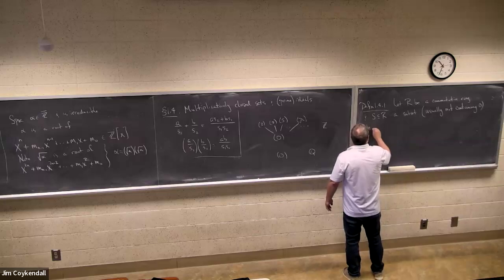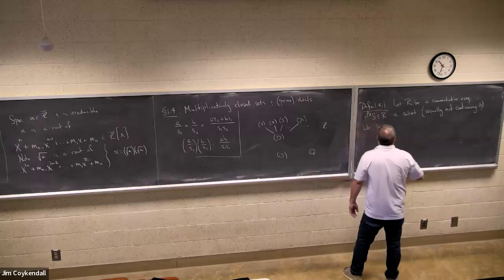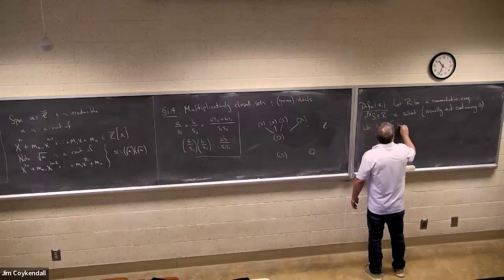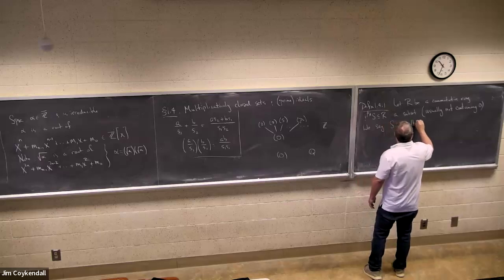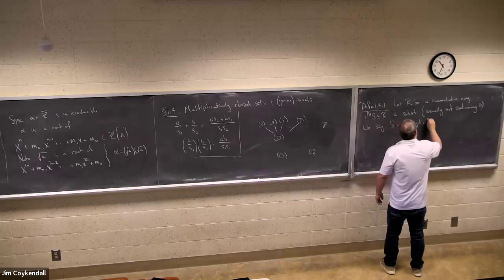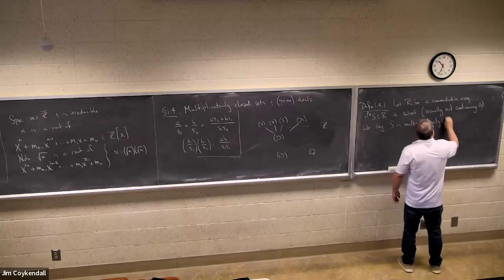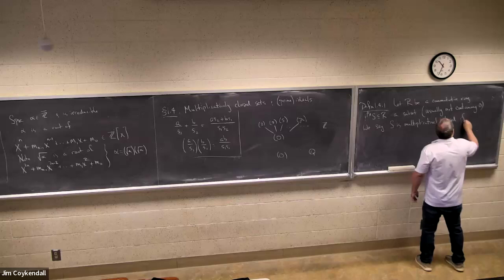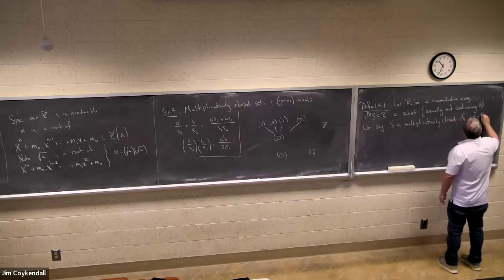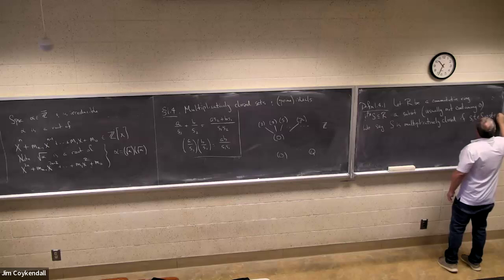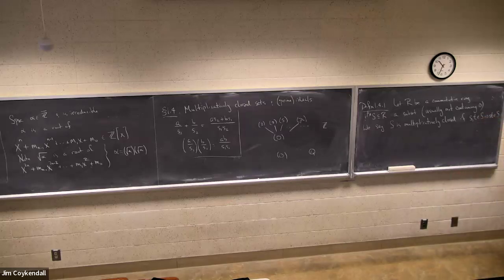And again, I want it to not be empty. We say S is multiplicatively closed if s, t in S implies st in S. I think this definition is very suggestive as to what it should mean. What does it mean for a set to be multiplicatively closed? It means if you pick two elements at random in there and multiply them, it's still in the set.